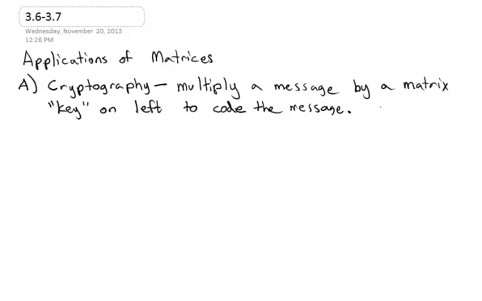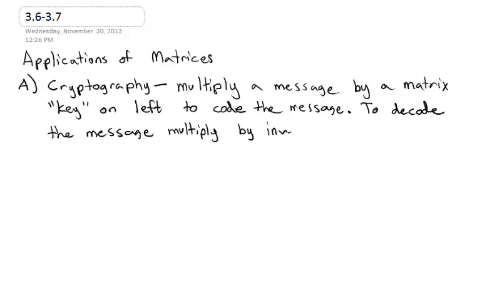Then, when somebody receives the coded message, the only way they can decode the message is if they know what the key's inverse operation is. In other words, to decode the message, they will multiply by the inverse key on the left. So here's what I mean by that.